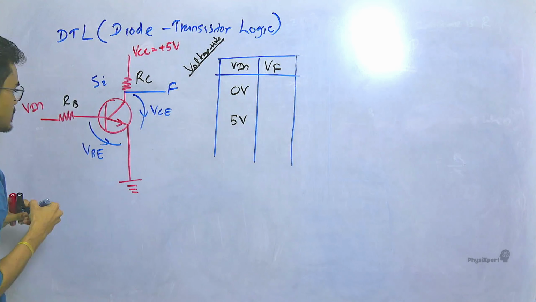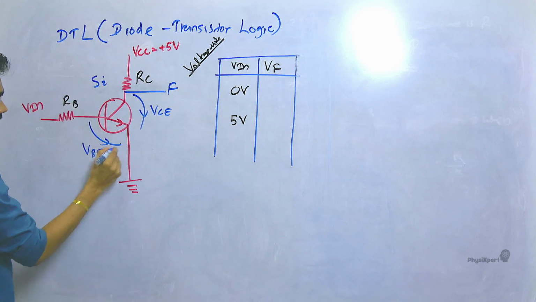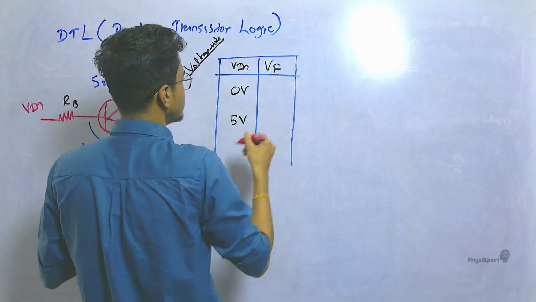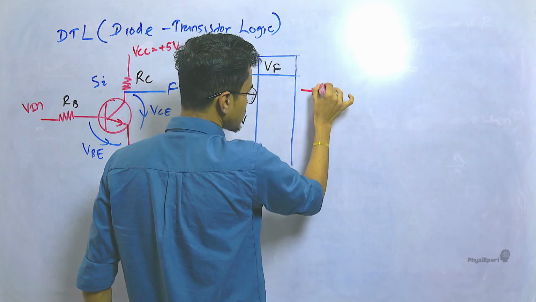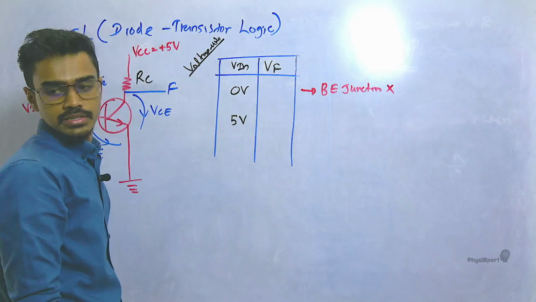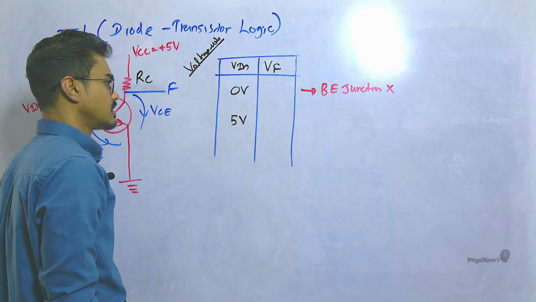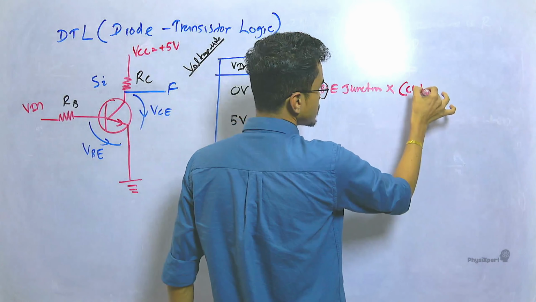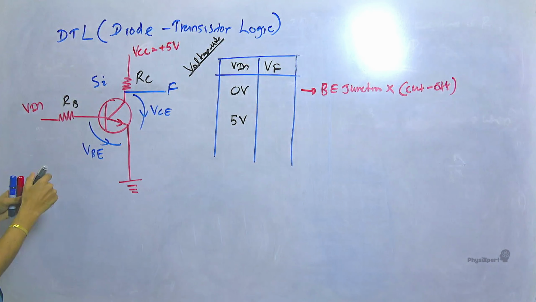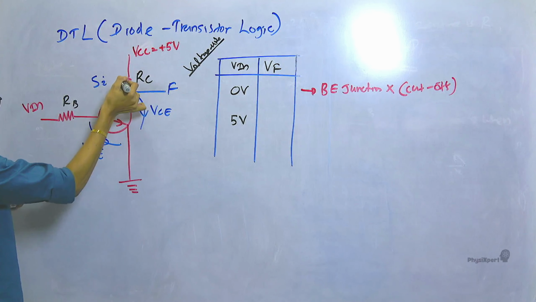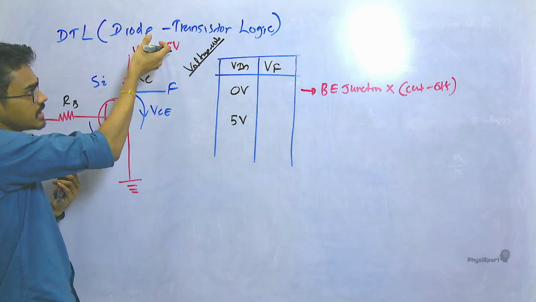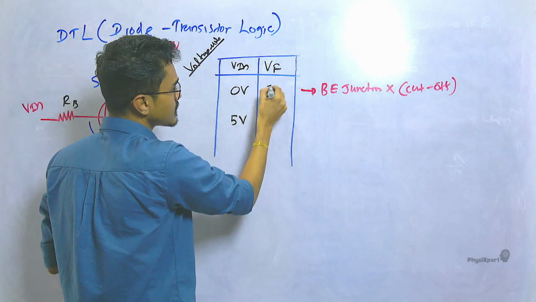When there's no potential difference, the BE junction is not forward biased. When V in is 0, logically, the BE junction is not forward biased. Since the BE junction is not forward biased, the transistor is in the cutoff region. No current flows in the cutoff region. If no current flows, there's no current through RC as well. If no current passes through RC, there's no potential drop or voltage drop across RC. Then if this point is at 5, F is also 5, so this is 5 volts.